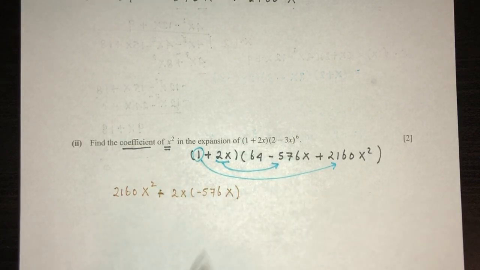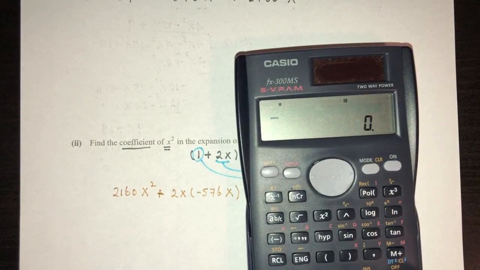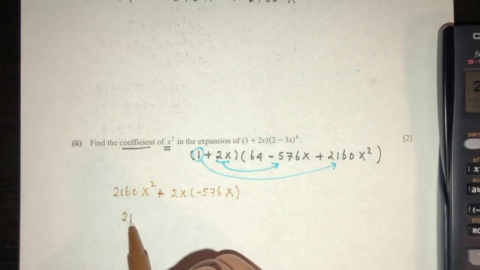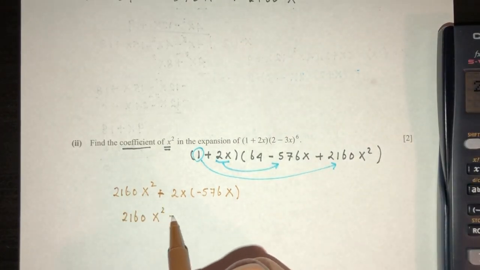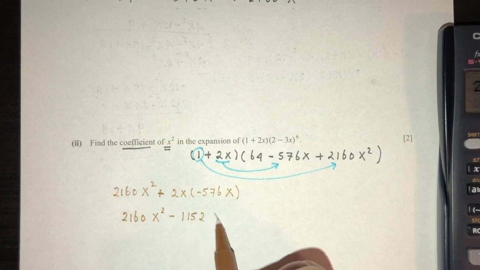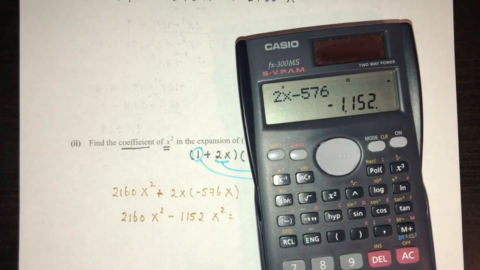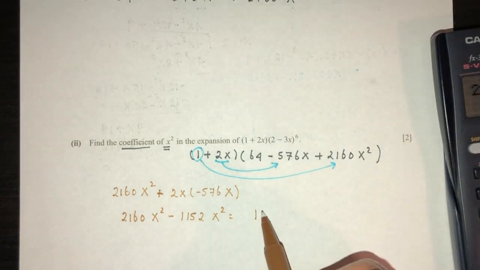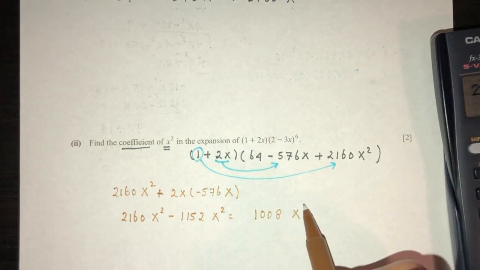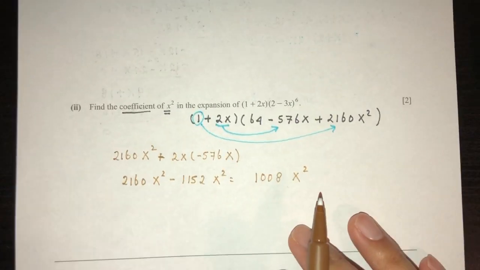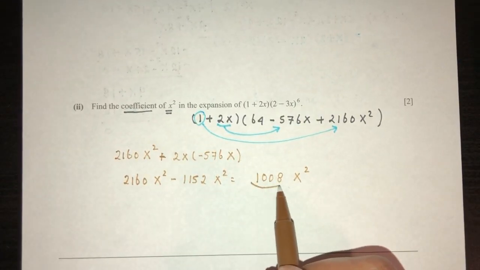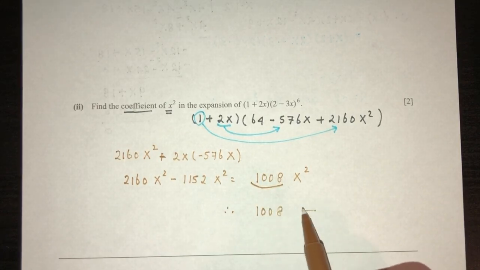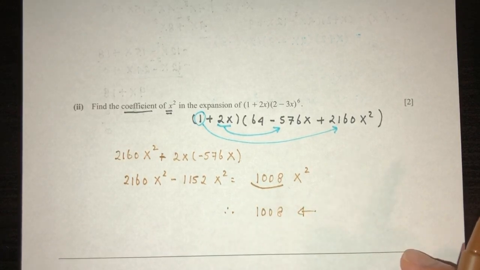Plus 2x times minus this. So we have 2 times minus 576, that will be 2160x squared minus 1152x squared. So 2160 minus 1152, that will be 1008x squared. But your answer is not this, your answer is the coefficient, which is this number in front of the x squared. So your answer is 1008. Okay, that will be your question number 2.